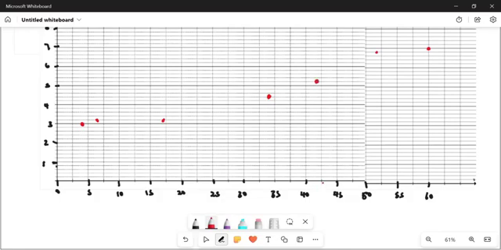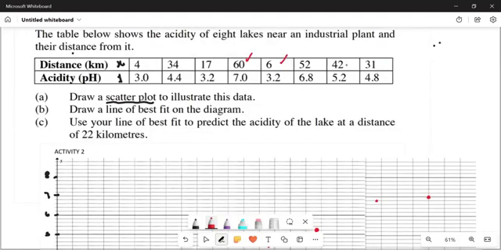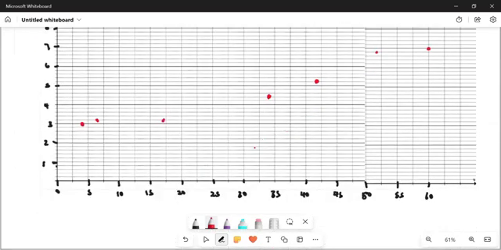Okay, what else do we have? 31. Okay, this is 30. 31 goes with 4, 42. What was it? 31. Yeah. It goes with 4,8. Okay, 31. It goes with what? 4,8. So it's somewhere here.